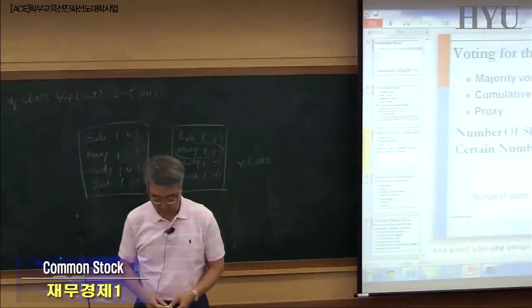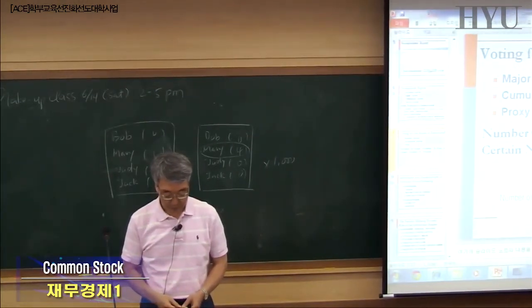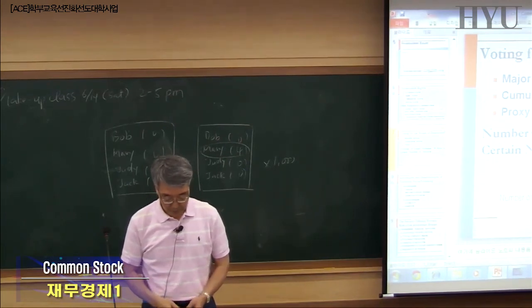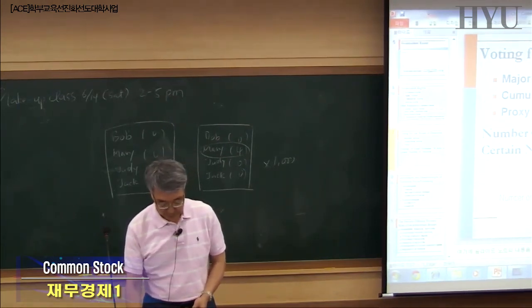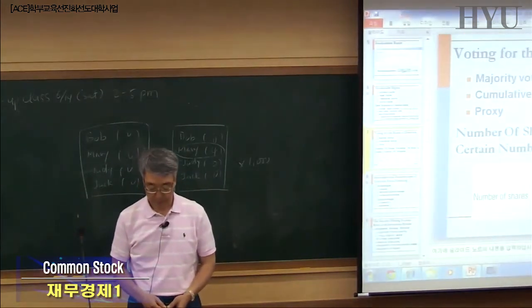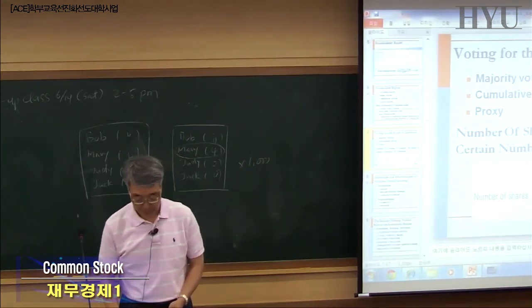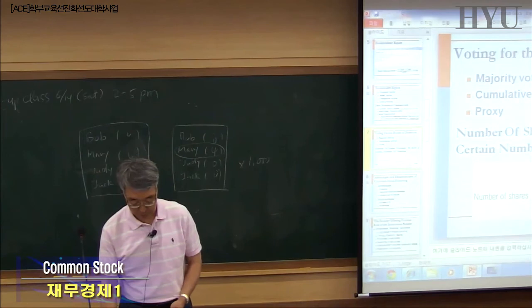So here's the formula in case there is cumulative voting: number of shares necessary to elect a certain number of directors. That is the number of directors desired times the number of shares outstanding. Actually, this should be the number of shares being used or being cast, the number of ballots being cast.